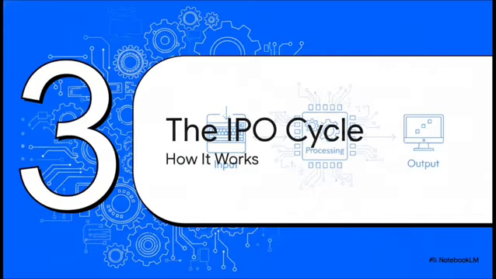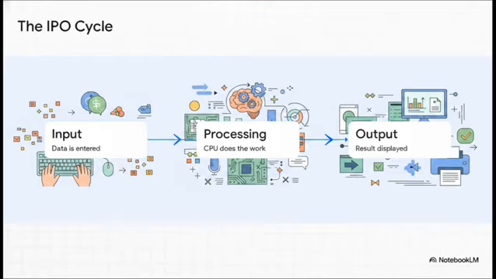That brings us to Section 3, the IPO cycle. Let's see how these hardware and software components actually collaborate to get that work done. This is famously known as the IPO cycle, which stands for input, processing, and output. It's really just a continuous logical flow of data.